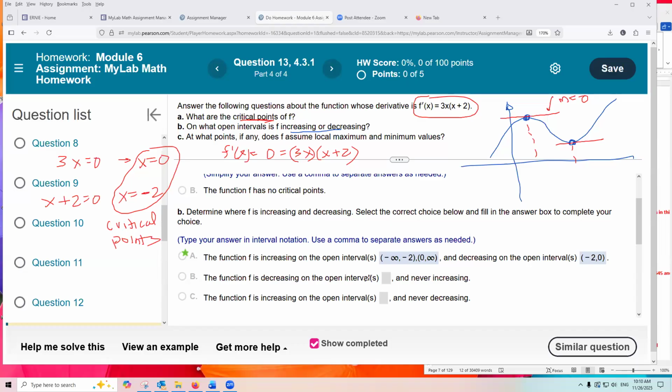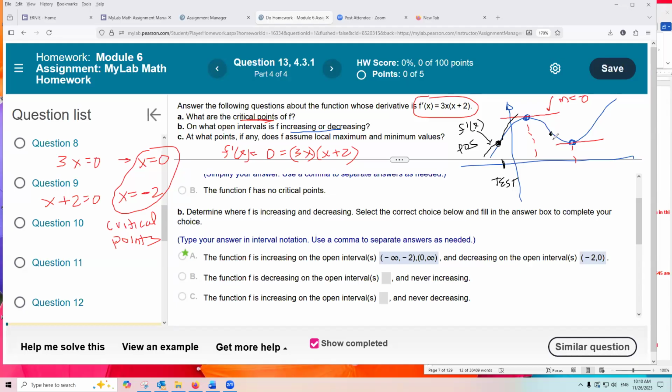Here's what else we want to know: where is the graph increasing or decreasing? Well, the way you can do that is select any kind of a test point. Let's say I select a test point back here. If I check the derivative here and the derivative is positive, notice here the derivative is going to be positive, that tells me the graph is increasing. Remember, derivative is equivalent to the slope of the tangent line.